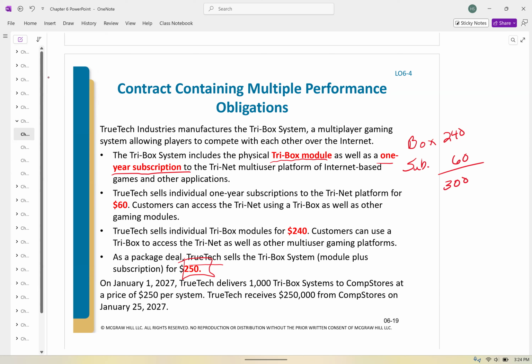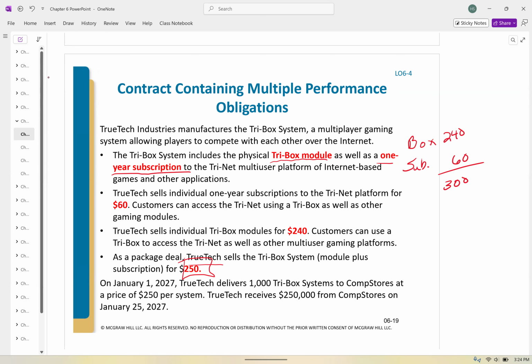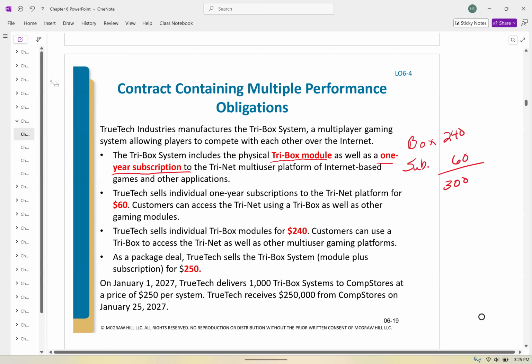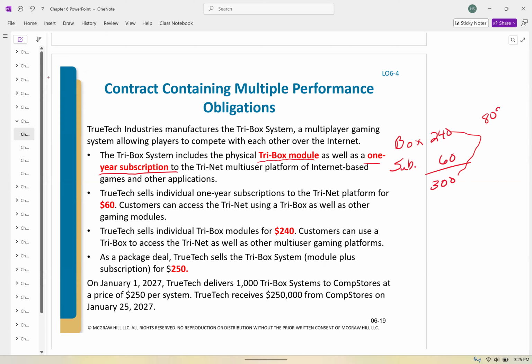Okay. We can't just go record revenue for these amounts right here. These two are standalone rates, the 240 for the box and the $60 for the subscription. Those each can stand on their own, which makes it a little bit easier when you are trying to calculate these numbers. So here the first thing we're going to do is take the 240, divide it by 300. You should get 80%, and then we'll take the 60 and divide it by 300 as well. So we'll get 20%.